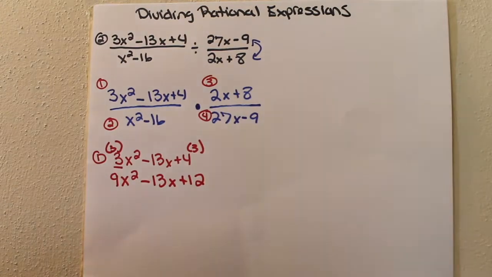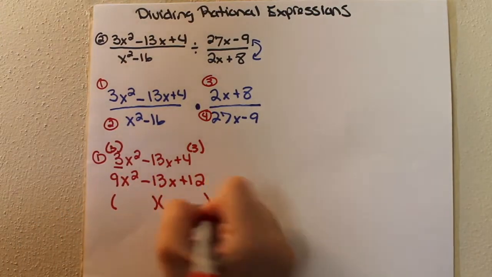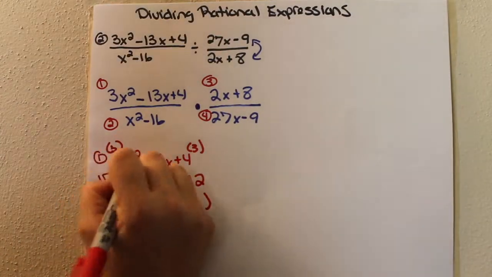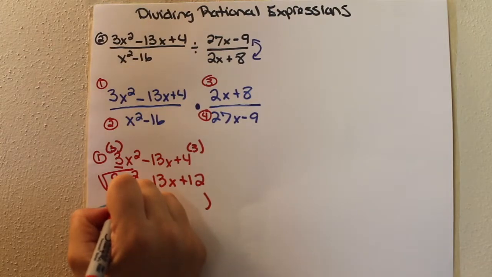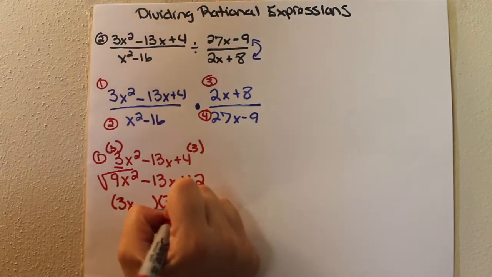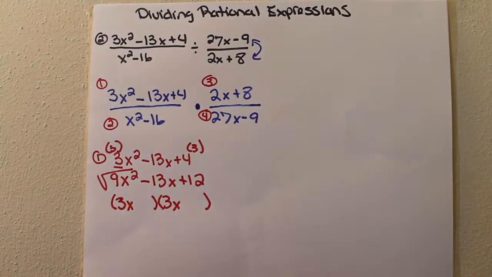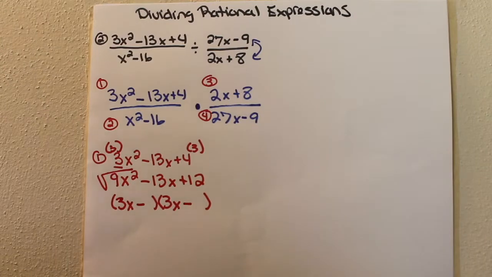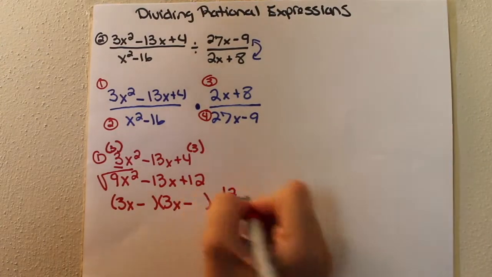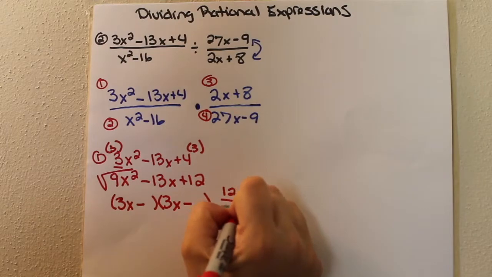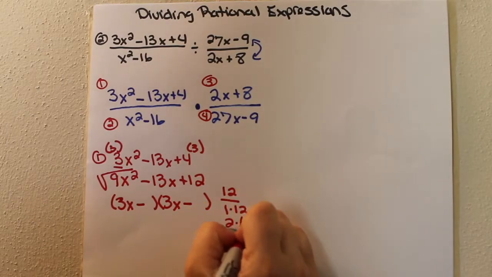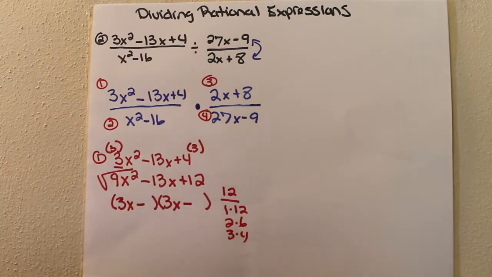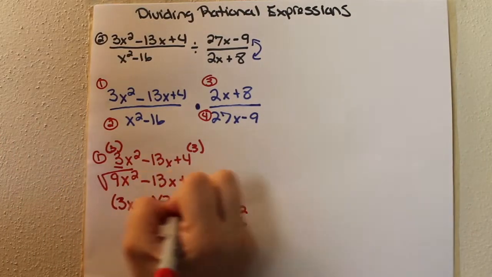Now from here, I'm going to write my 2 sets of parentheses just like I did for the easier trinomials. The square root of 9x squared is 3x and 3x. I'm going to do my signs just like I did the other ones. I'm going to bring this first one down, and a negative times a positive is a negative. I'm going to list all my factors of 12: 1 and 12, 2 and 6, and 3 and 4. Since these are the same, I want to look for something that adds to give me 13, which in this case is going to be 12 and 1.